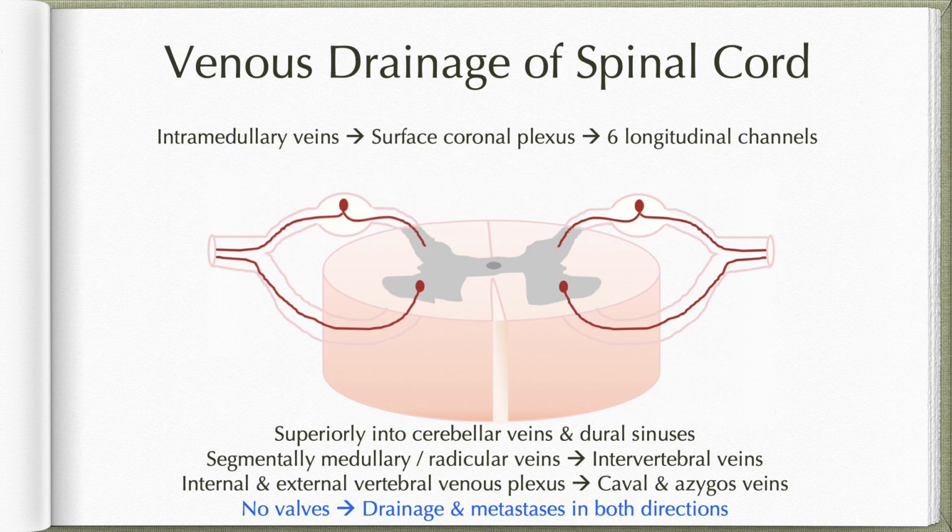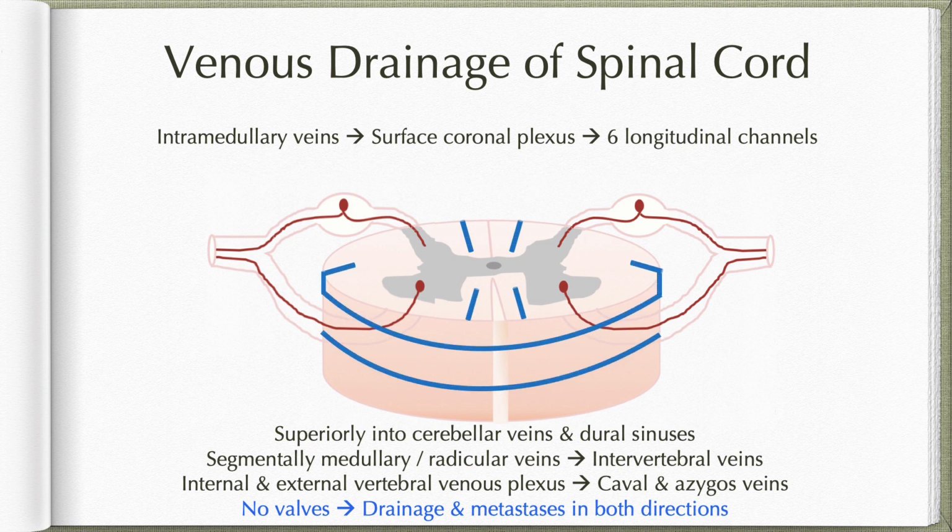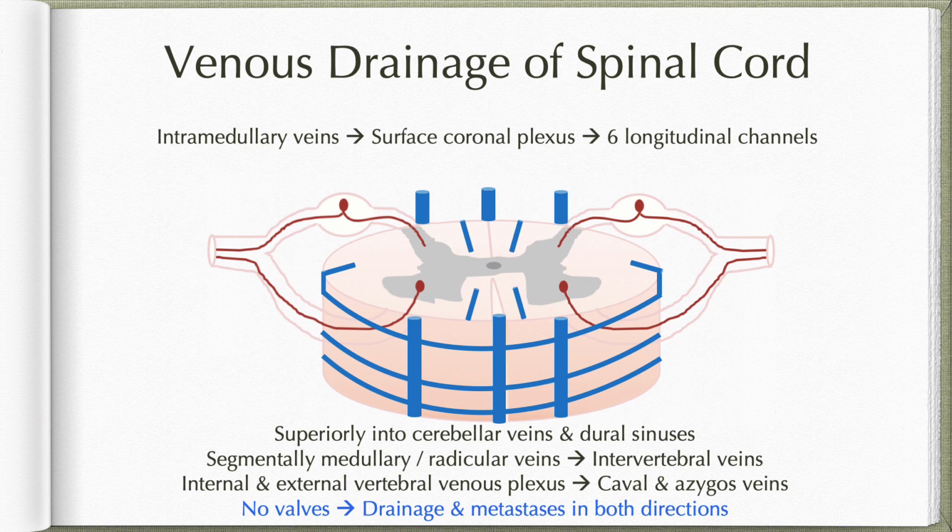Now coming to the venous drainage of spinal cord, the intramedullary veins will reach the surface where they will form what is called the coronal plexus, and this coronal plexus will then drain into 6 longitudinal channels, one along the anterior median fissure, one along the posterior median sulcus, 2 along the anterolateral sulci, and 2 along the posterolateral sulci.